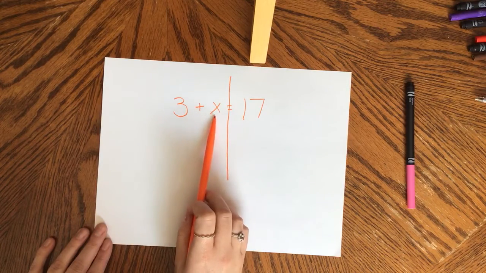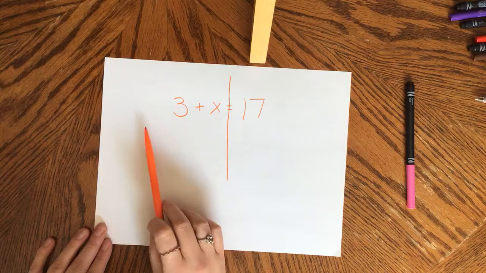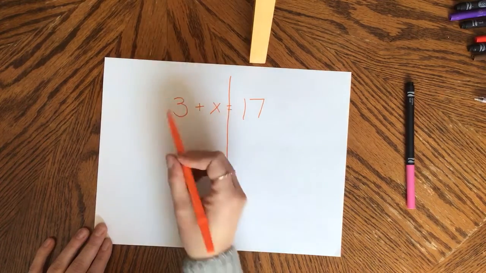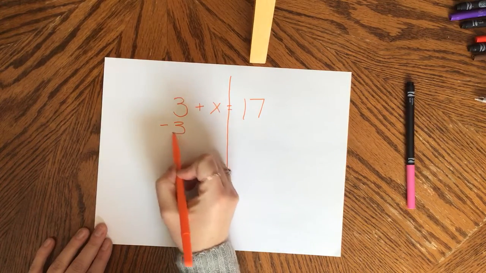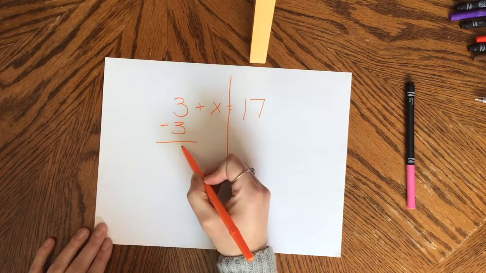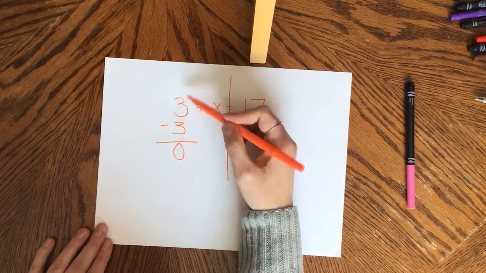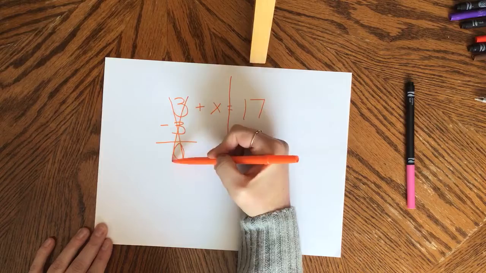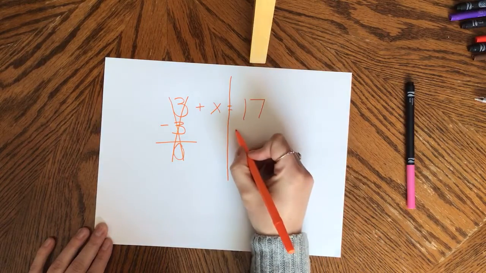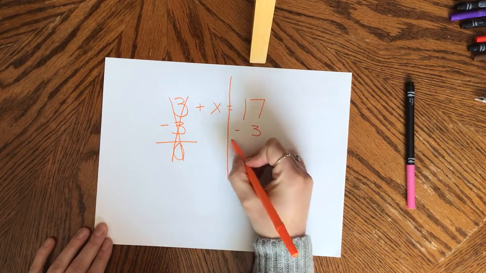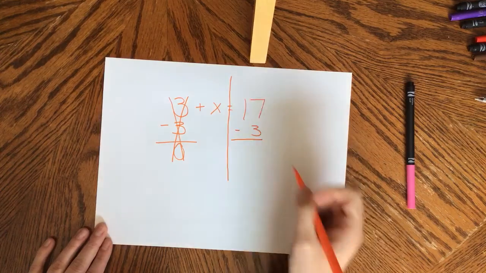The opposite of adding 3 to this number would be subtracting 3. So I'm going to subtract 3 from this side so that I can get this x all by itself. So this equals 0, I'm going to cross it off. Now if I subtracted 3 on this side, I must subtract 3 on this side.